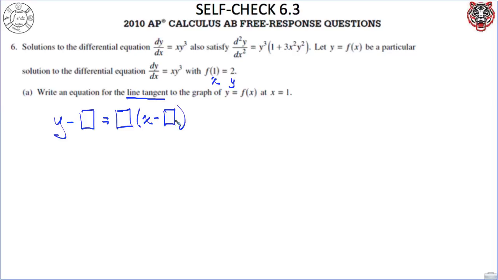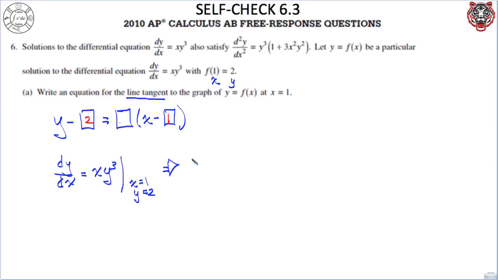We already know that the x coordinate is 1. We already know that the y coordinate is 2. We just need to find the slope. It says the slope is equal to this equation. All we need to do is plug in x and y, and we have the slope and our equation. So let's do this. We can say that this is dy/dx, or you can say f prime of 2. It doesn't really matter in this case. This is equal to x y cubed. I'm just setting it up again, and I'm going to evaluate at x equals 1 and y equals 2.